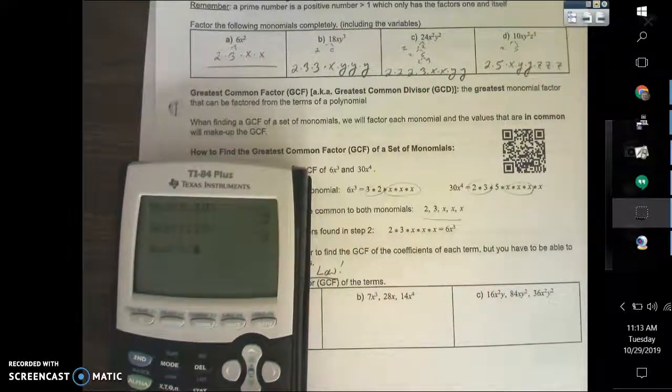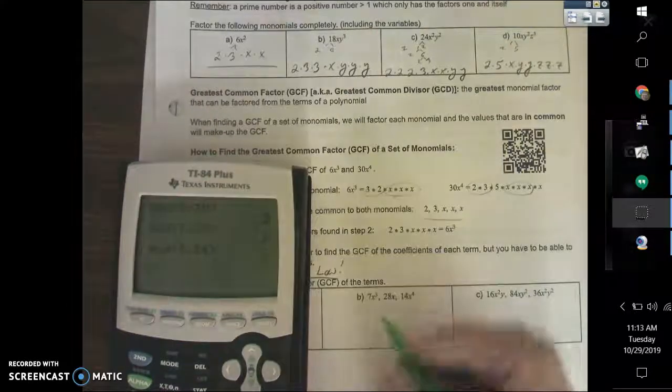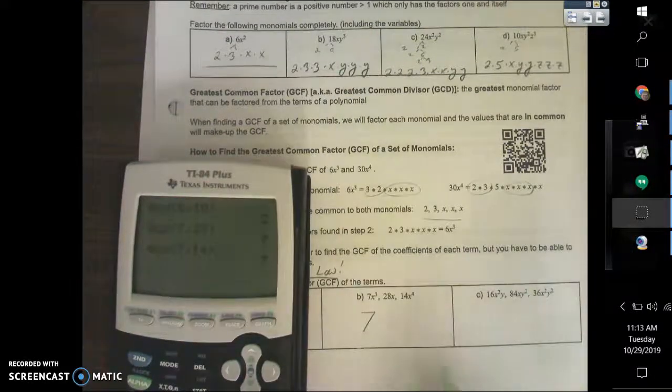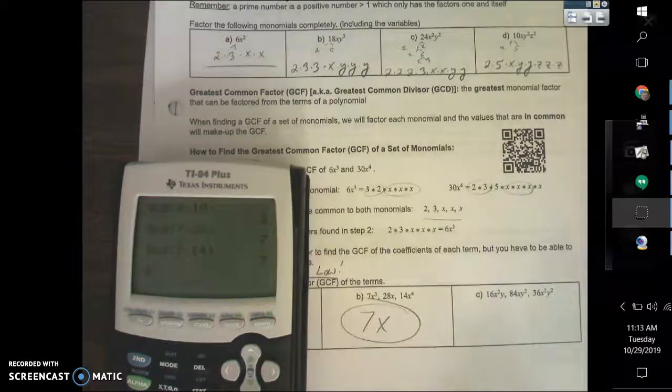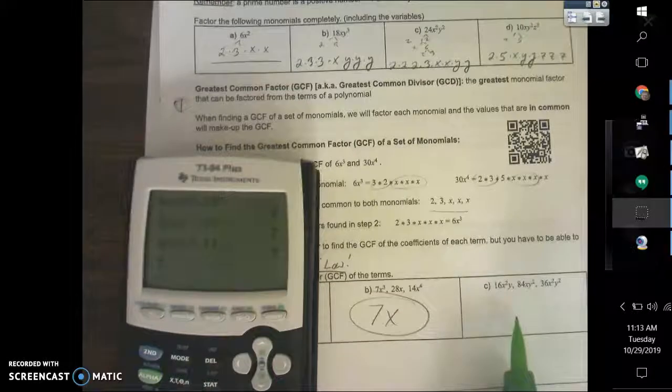Okay, 7 comma 14. So 7 is my greatest common denominator, greatest common factor, for these. And then x to the third, x to the fourth. The lowest one is x. Cool. All right.